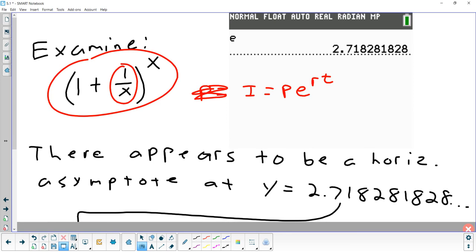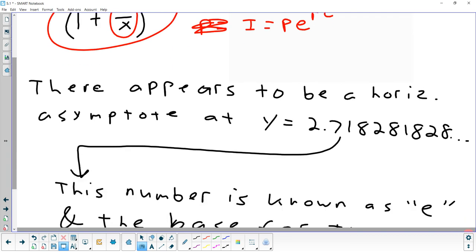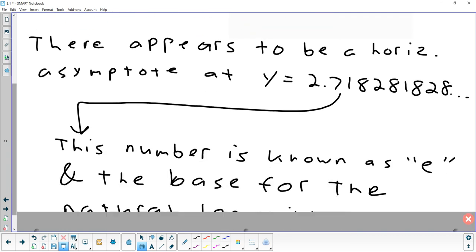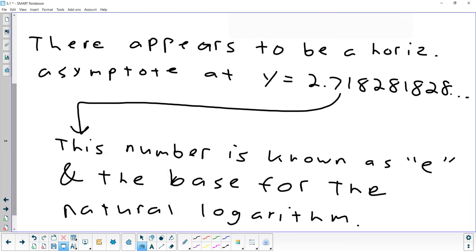So again, there appears to be a horizontal asymptote at 2.718281828. And that number is known as E. And it ends up being the base of what we call the natural logarithm. We're going to talk more about that in the next section. But that's all I'm going to say about E for now.